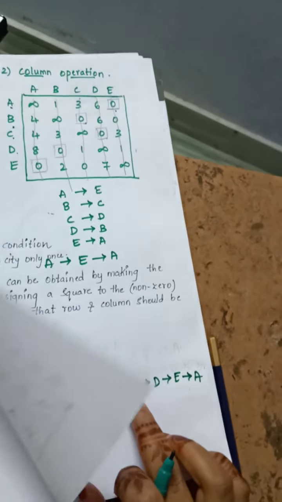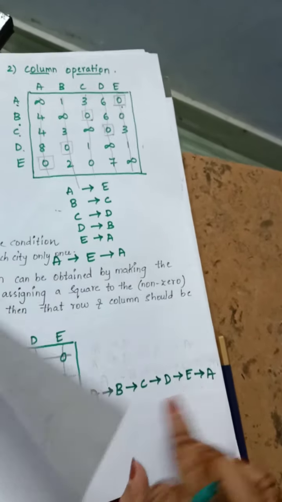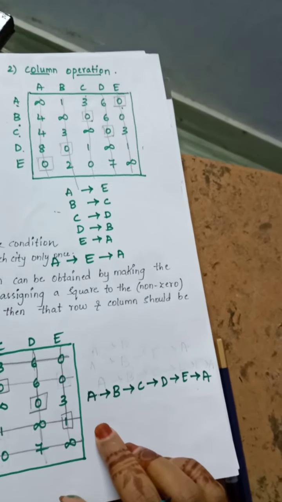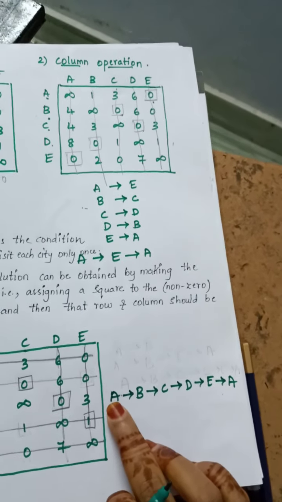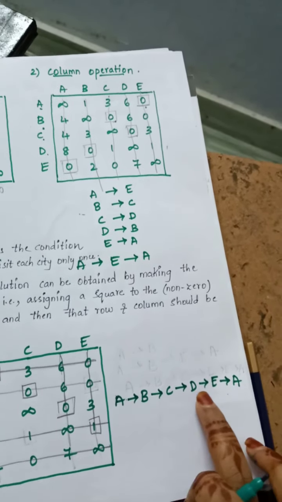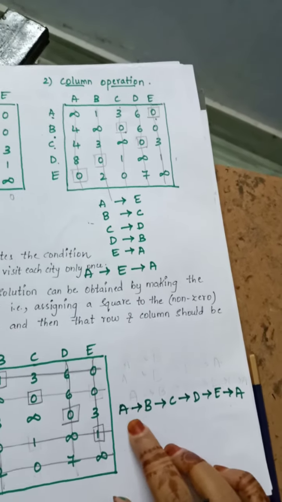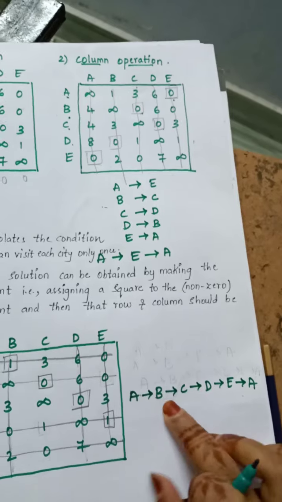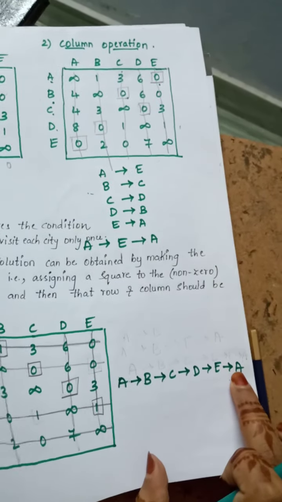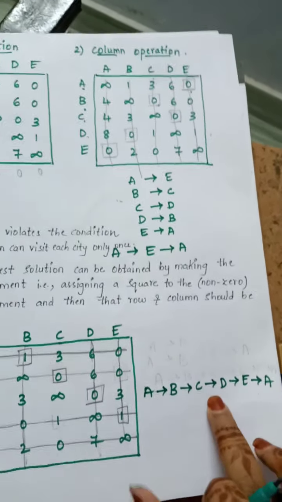So here the sequence is A to B, B to C, C to D, D to E and E to A. This sequence has satisfied the condition of the traveling salesman method, that the salesman should start from his home city, visit each and every city and then return to his home city. Since the salesman has started from the home city A, visited each and every city and returned to his home city, this is the optimal solution.